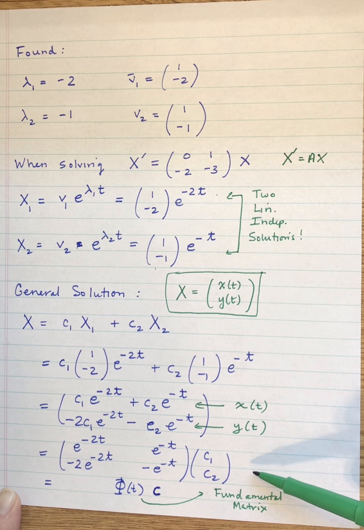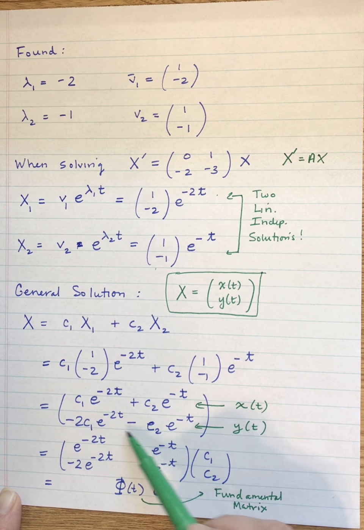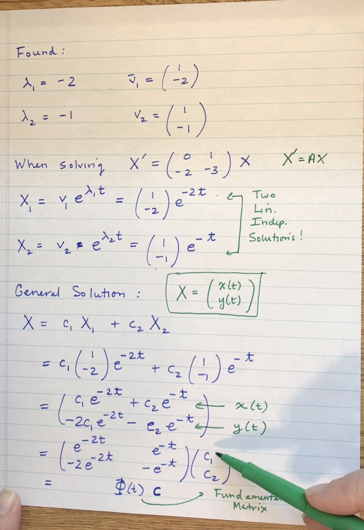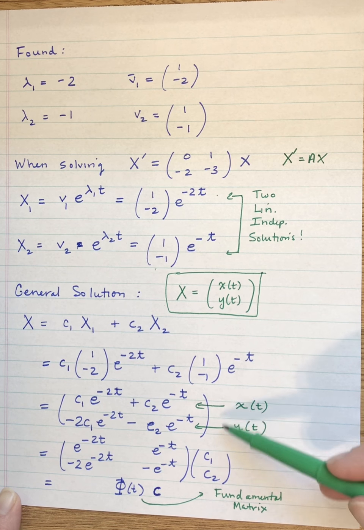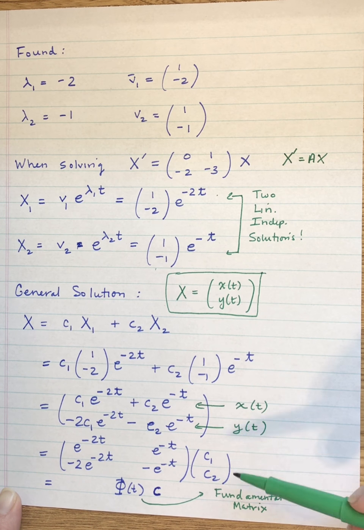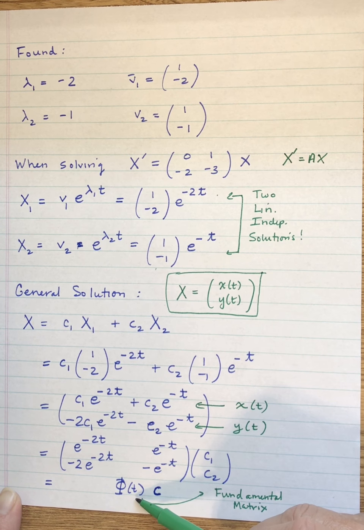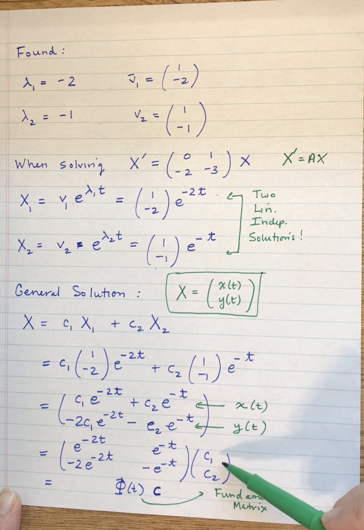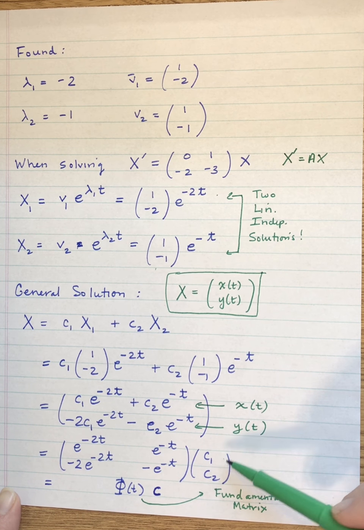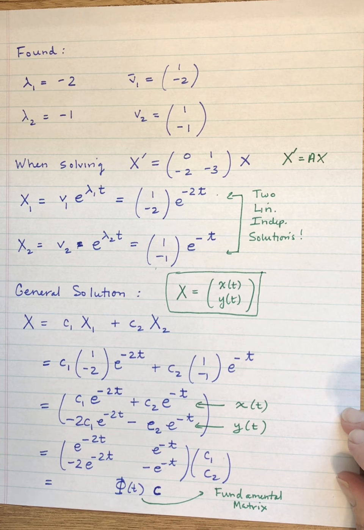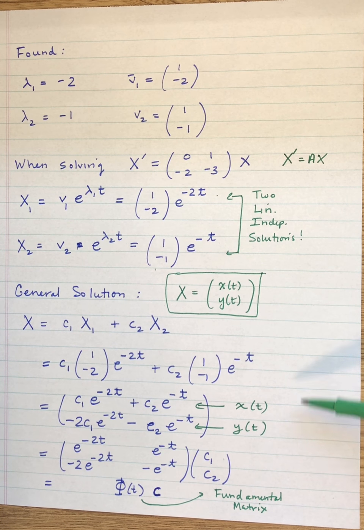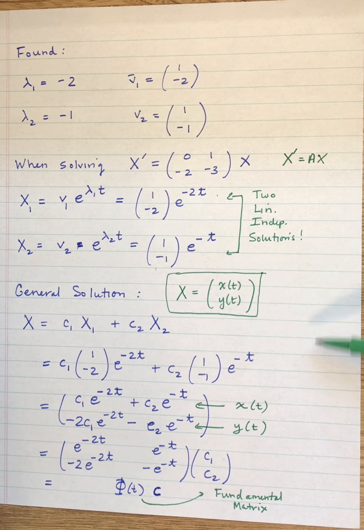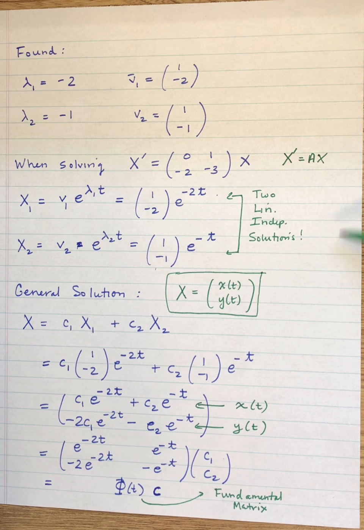You could also rewrite it as a matrix times a constant vector. That's another way to rewrite this above, with a matrix we'll call phi of t, called the fundamental matrix, times a vector of constants. We'll talk more about that in the future. But this is how you relate finding eigenvalues and eigenvectors to solving first order systems.